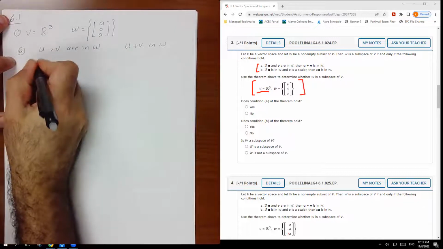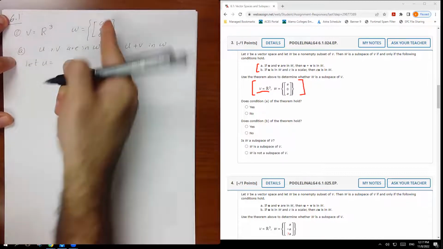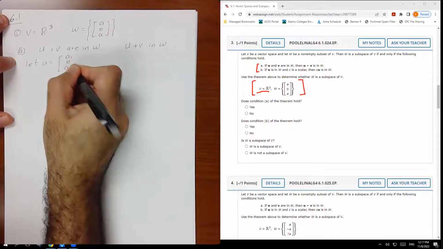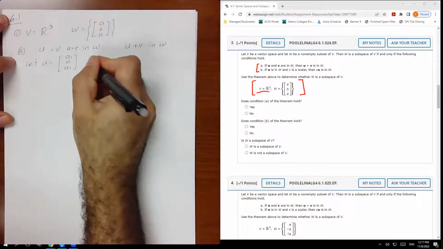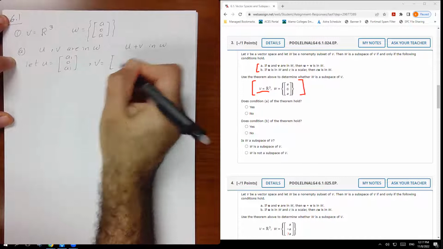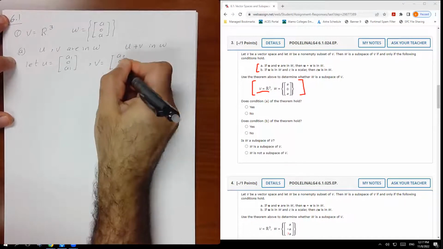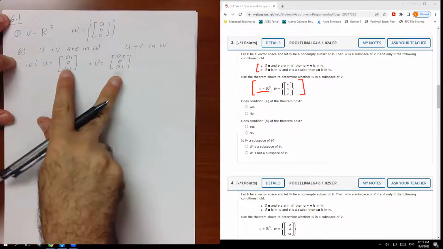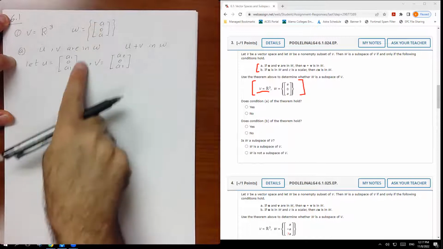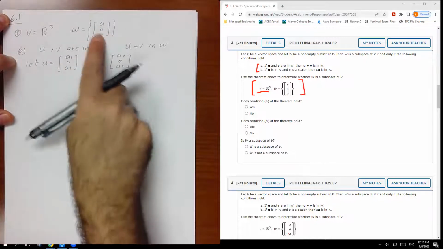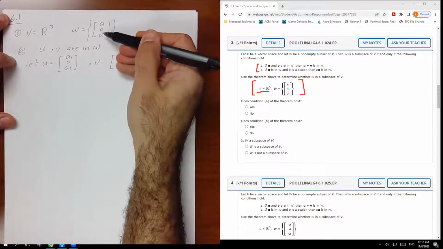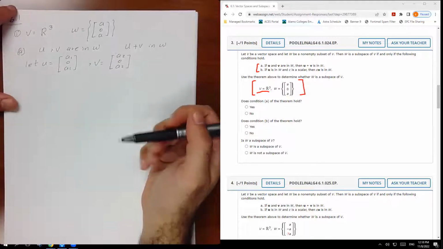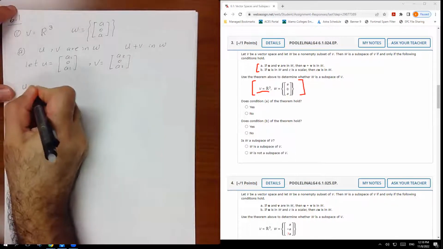So let U be a vector in W. I'm going to say it's A1, 0, and A1. And V is a vector in W, so it's going to be A2, 0, and A2. You see, because we take two vectors from W, it's going to be exactly the same shape as the vectors in W. The first component is A, the second one is 0, the third one is exactly the first one. That's what we did.